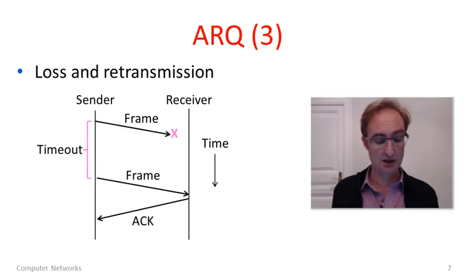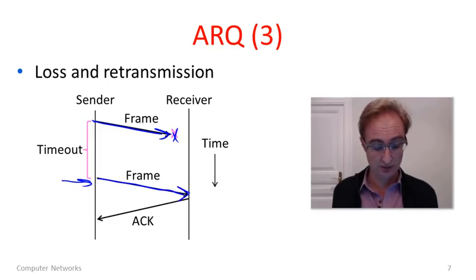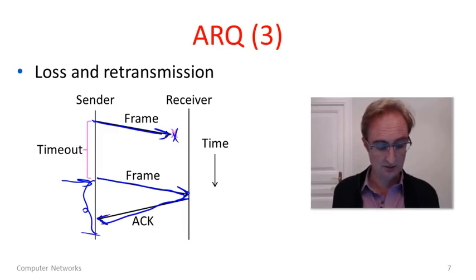Here's the loss and retransmission case. The frame is sent, something happens, it doesn't make it to the receiver correctly. After a certain amount of time passes, the sender says, hey, what's going on here? Something must have gone wrong. And it automatically resends the message to the receiver. This time the message gets through, the receiver sends an ACK back, and that is before another timeout passes. That being the case, both sides are happy. This could go on: if more frames were lost, the sender would repeat again and again and again.